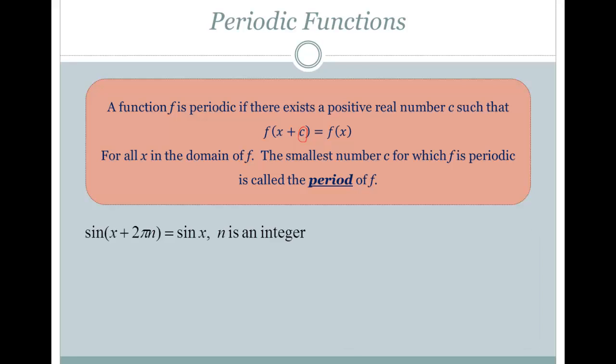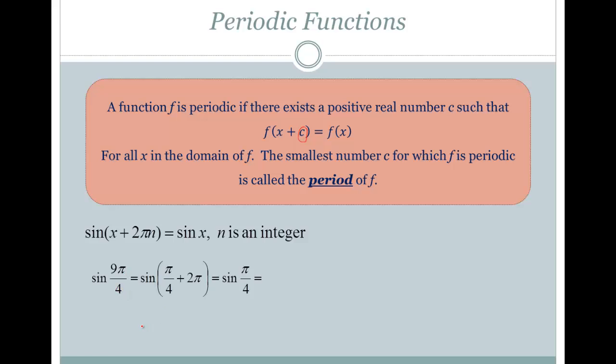Let's look at the sine function first. If I have sine of x plus 2 pi n, this is simply going to be equal to sine x. In other words, if I pick any value, let's do an example, 9 pi over 4.